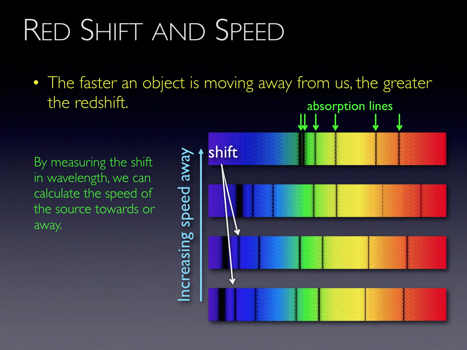The line spectra of moving sources can be compared to line spectra of stationary sources that were measured in a lab setting. The amount of shift of absorption or emission lines can be used to calculate the speed of the source toward or away from the observer.